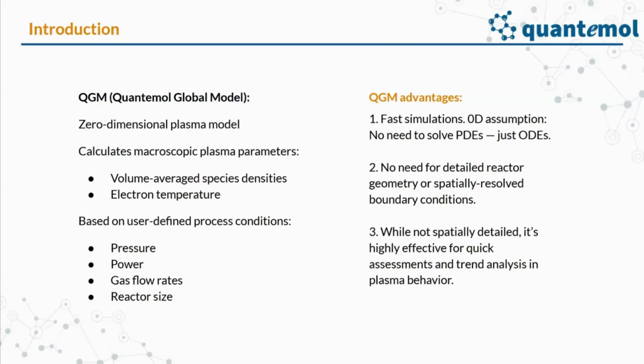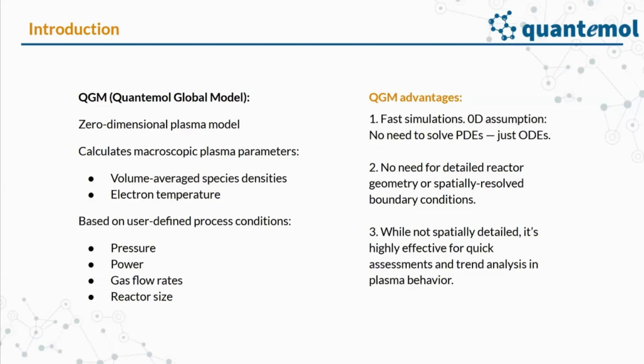QGM. Anna talked about it already today, this morning. So QGM is a zero-dimensional model that calculates macroscopic plasma parameters like volume average species densities and electron temperature. QGM calculates these parameters based on user-defined process conditions like pressure, power, the feed gas flow rates, and reactor dimensions. So why is QGM useful?